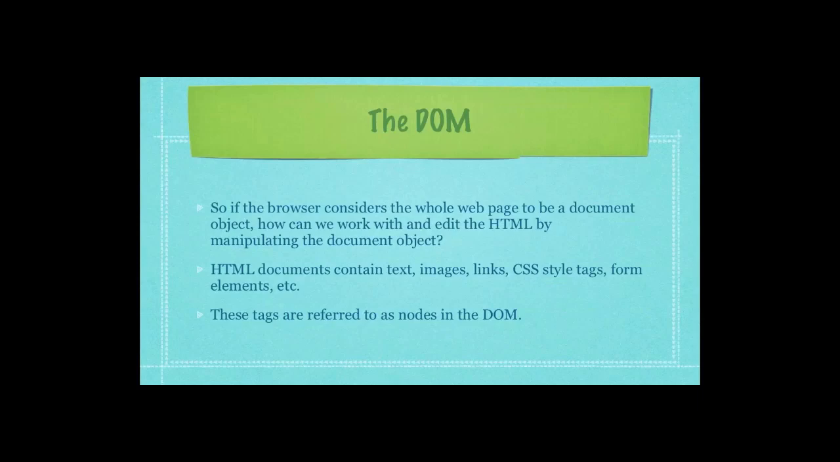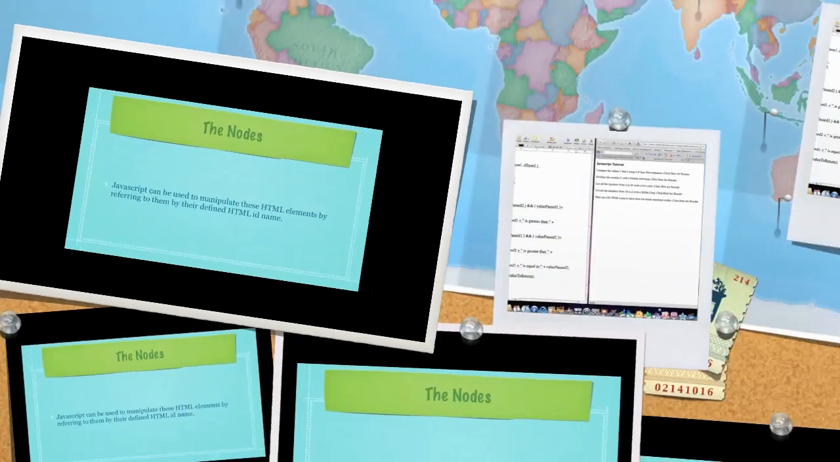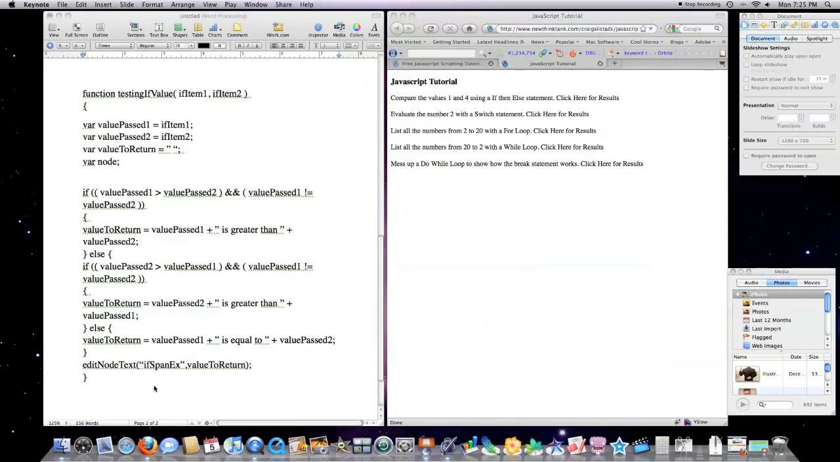Well, HTML documents contain text, images, links, CSS style tags, form elements, etc. These tags are referred to as nodes in the DOM. JavaScript can be used to manipulate these HTML elements by referring to them by their defined HTML ID name. So knowing that now, we can see here that I'm passing the ID name to this function for processing.